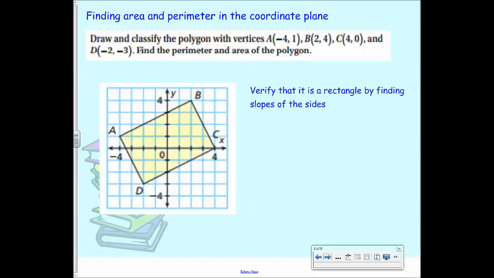Okay, so what do I need to find? What 2 legs? AB and BC, or AD and DC. Either of those are fine. We'll go with AB. And how do we find it? As in, what is the distance formula? Big square root.